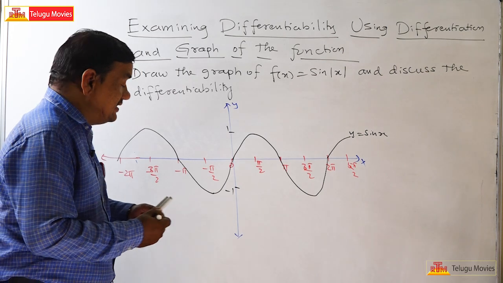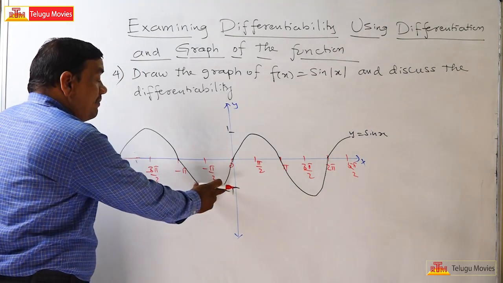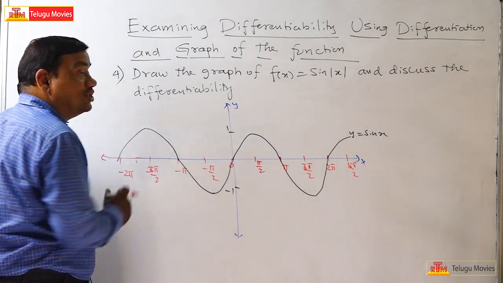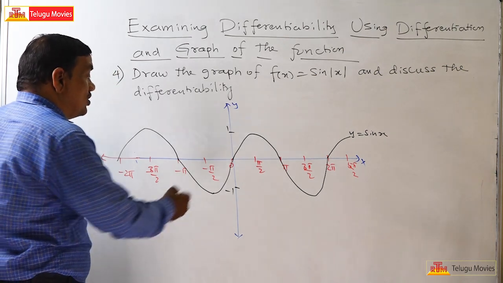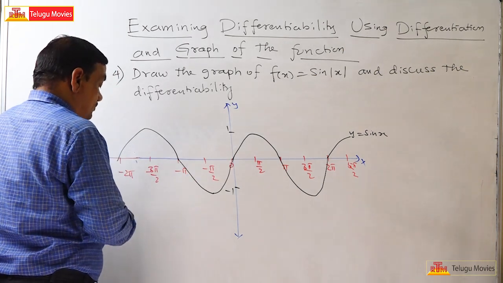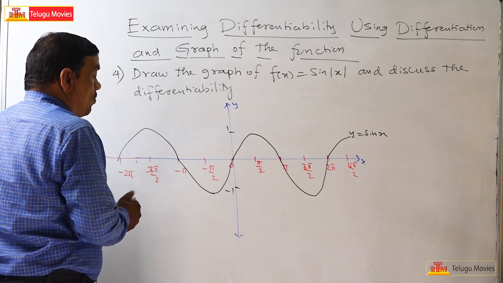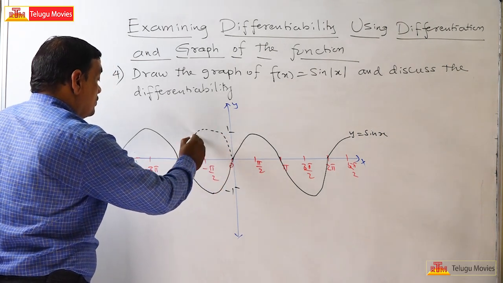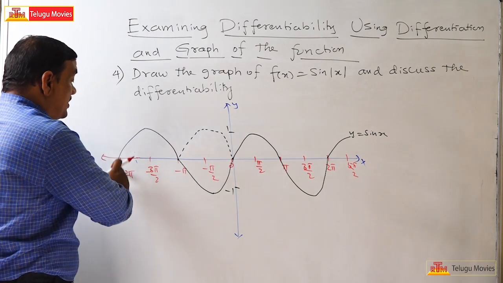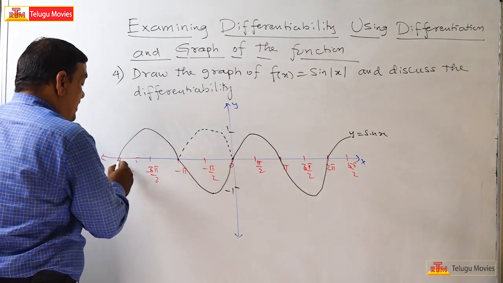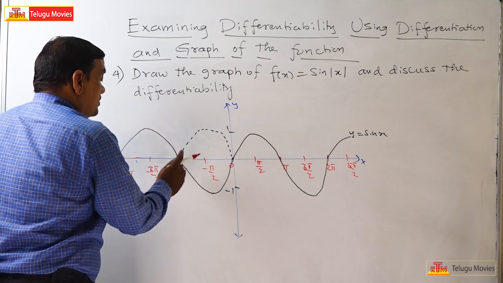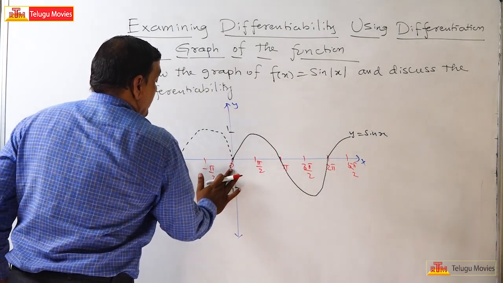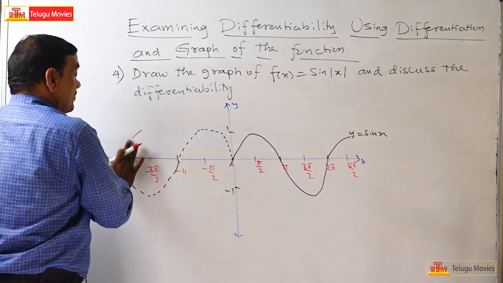So that is nothing but just the image of this graph. What is the image of this graph? Means this. So this is the image. This is the graph. So just you avoid this. Understand this?